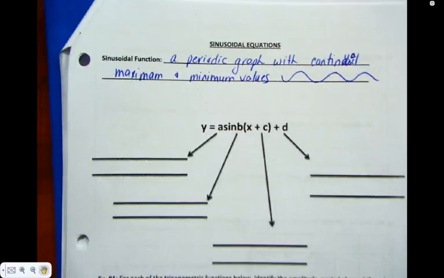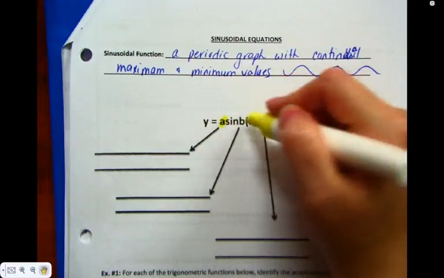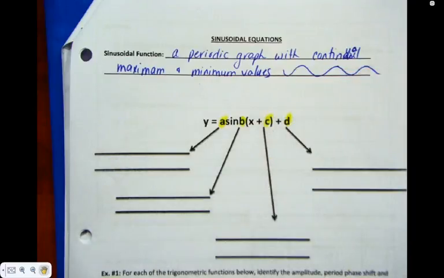And so here's what we call just a general sinusoidal equation. It doesn't have to have sine in it. It can have cos. And we call the transformations A, B, C, D. Why those letters? No reason. They're just variables.